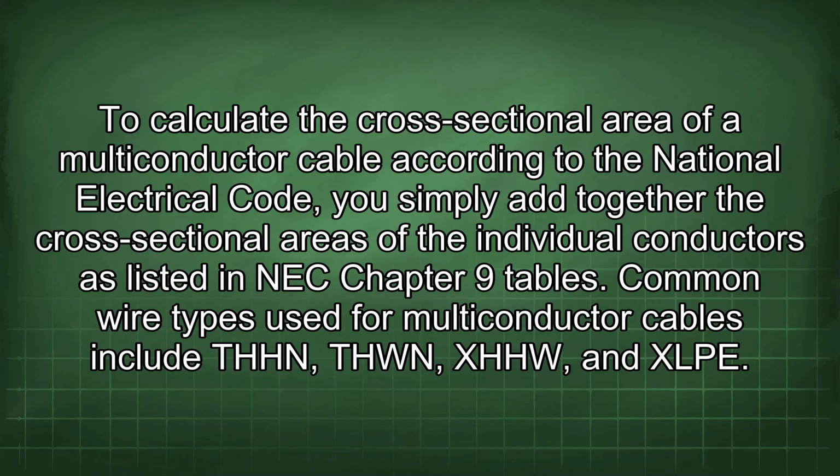To calculate the cross-sectional area of a multiconductor cable according to the National Electrical Code, you simply add together the cross-sectional areas of the individual conductors as listed in NEC Chapter 9 tables. Common wire types used for multiconductor cables include THHN, THWN, XHHW, and XLPE.